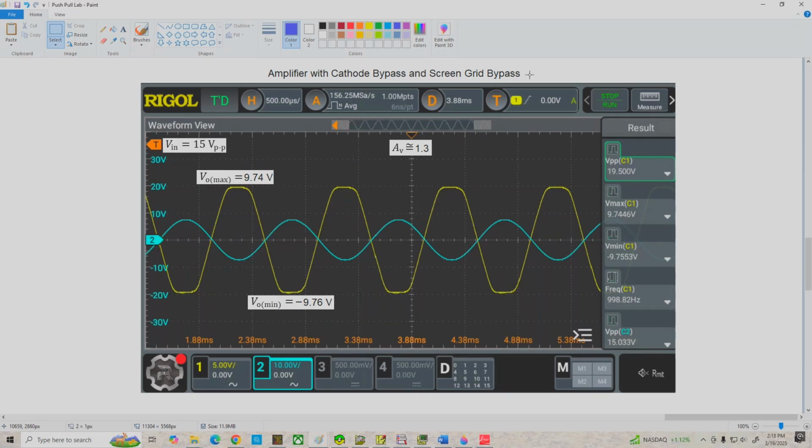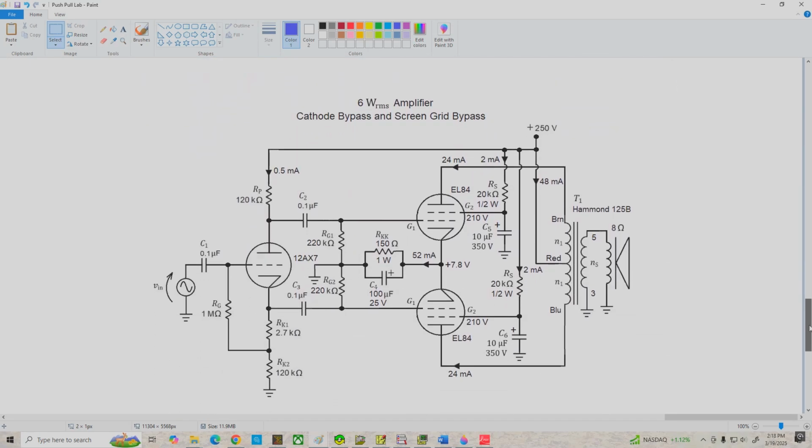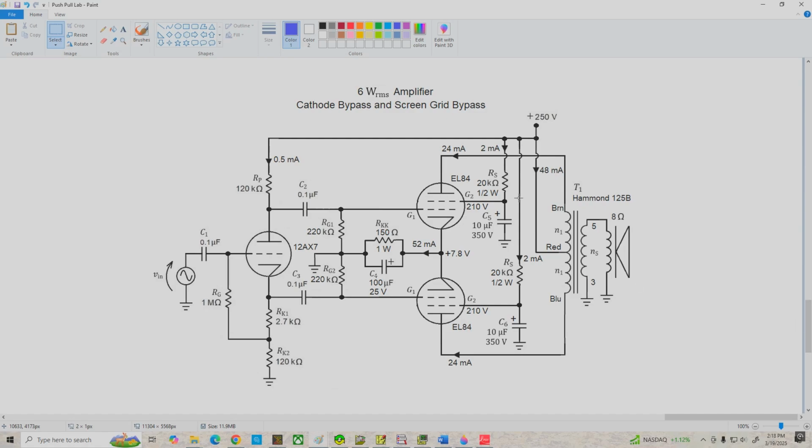And just for your convenience, I redrew the schematic with these modifications made, and here it is with screen bypassing and of course bypassing of the cathodes. And because our output voltage jumped up a little bit, we're getting actually very close to 6 watts RMS out of the amplifier at full output.